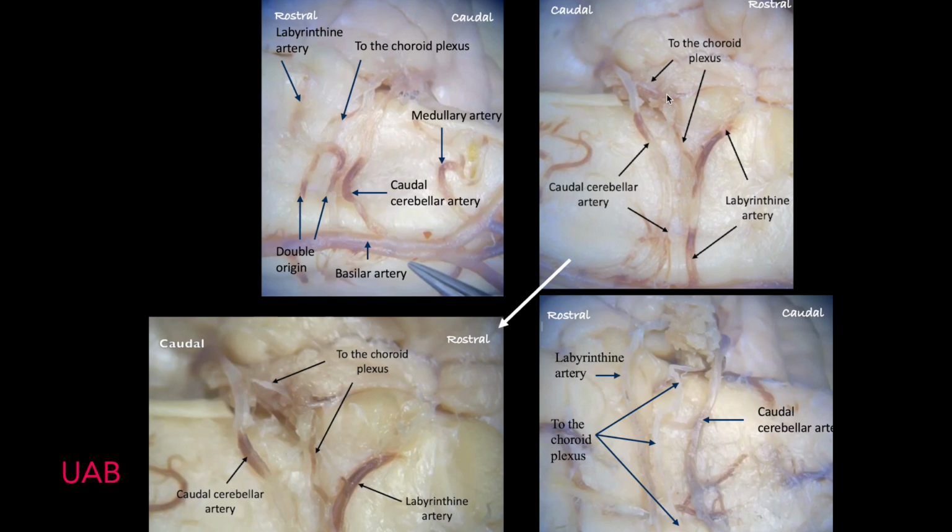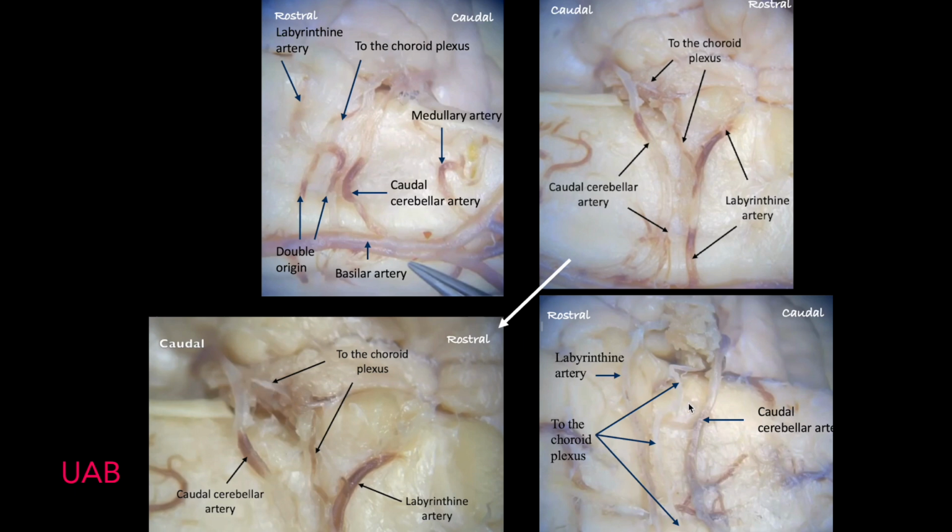fourth ventricle. This is an enlargement of this area where you can see the labyrinthine artery and a branch to the choroid plexus of the fourth ventricle, in particular to this choroid plexus that is located outside of the fourth ventricle. This is an expansion out of the fourth ventricle to the lateral foramina of the fourth ventricle. So what do we have here? We have the caudal cerebellar artery with some branches to the choroid plexus.